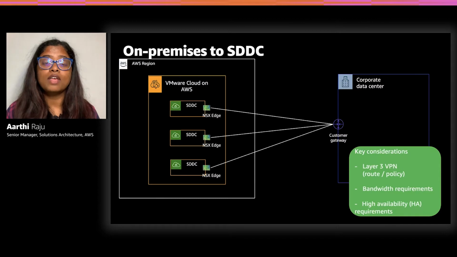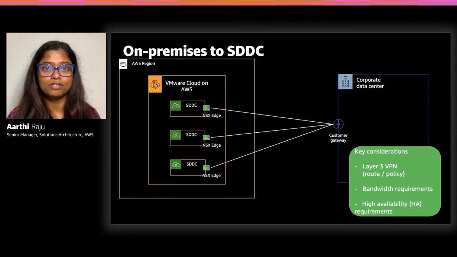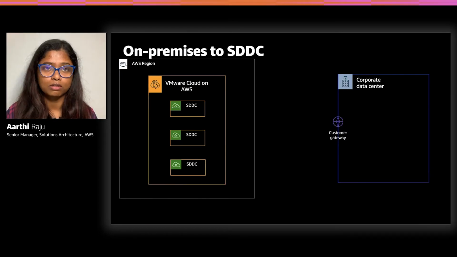The last thing is high availability. You have a single VPN connection between your on-premises environment and the VMware Cloud on AWS SDDCs. So think about how you will build HA, either having multiple customer gateways and also multiple tunnels.